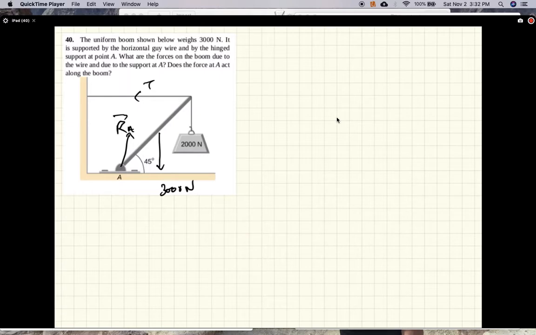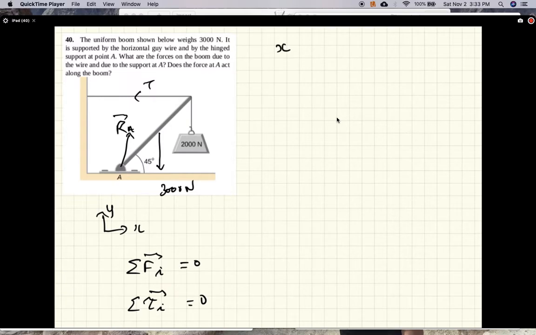So what we need is, since the boom is at rest, again, by default, we have our x and y axes like this. The sum of the forces acting on this boom should be 0, and the sum of the torques of these forces should be 0.